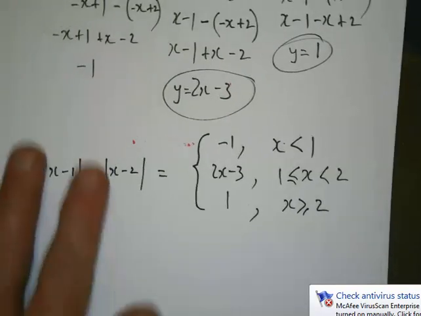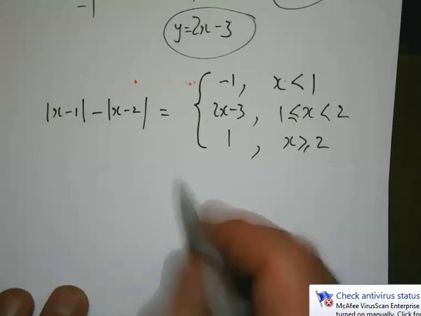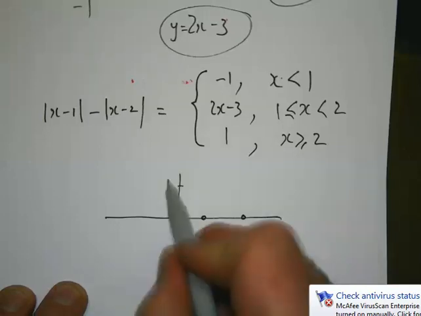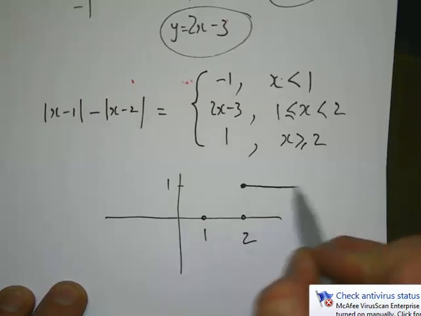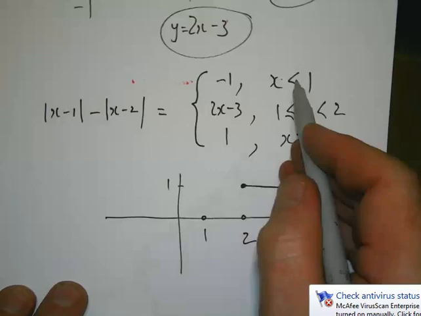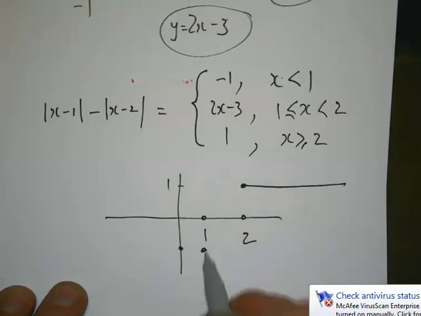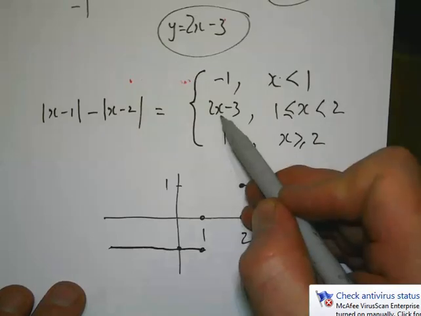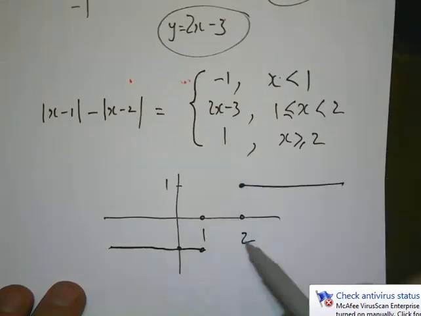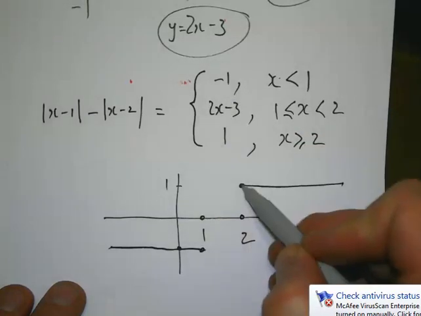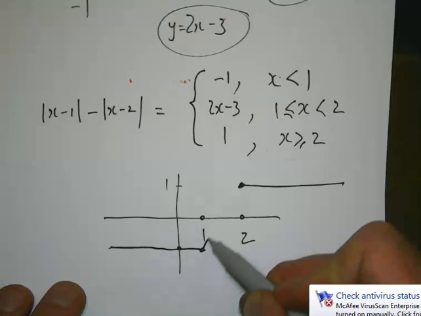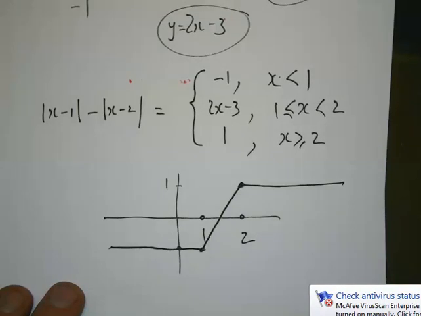So if I was to then sketch, when x equals 1, when x equals 2, when x is greater than 2, it's equal to 1. When x is less than 1, it's equal to negative 1. And it's going to equal 2x minus 3. When x is 2, 4 minus 3 gives me 1. When x is 1, 2 minus 3 is negative 1. So it's a continuous curve that looks like that.